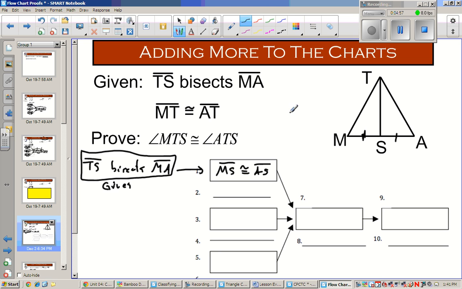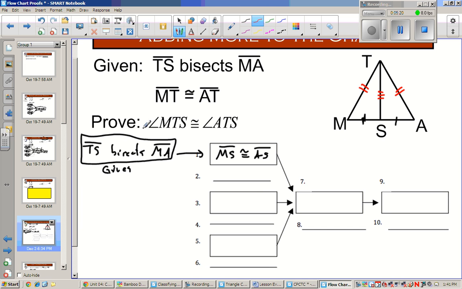Now let's pause for a second and try to figure out the other things that we know. It says MT is congruent to AT, but that's only two pieces of information. We need a third piece of information to prove that the triangles are congruent. Hopefully you're saying that TS is in both triangles, and that works. And that now we can prove that the triangles are congruent. So let's put the other two reasons here. Now, the reason why we can say that these two are congruent is it's the definition of bisect.